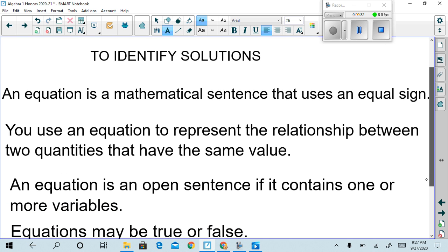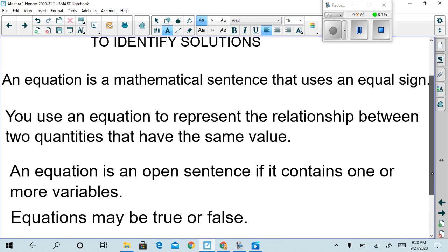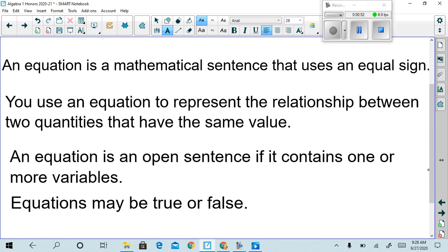Well, an equation is a mathematical statement that says that two sides are equivalent, and it uses an equal to symbol to separate the two expressions. Again, an equation represents a relationship between two quantities that should have the same value. An equation can be considered an open sentence if it has one or more variables. And equations can be true or false.